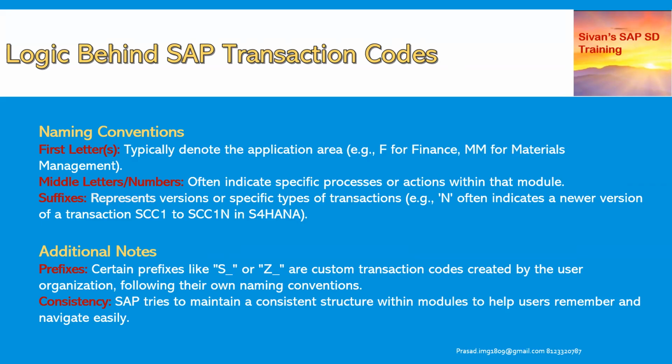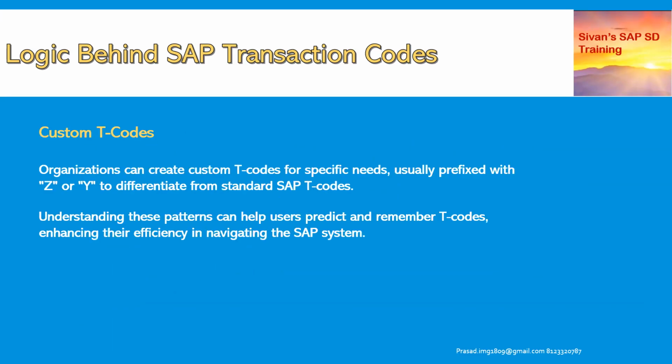For example, SCC1 to SCC1N in S/4HANA. Additional notes: certain prefixes like S_ or Z_ are custom transaction codes created by the user organization following their own naming conventions. How does consistency take place? SAP tries to maintain a consistent structure within modules to help users remember and navigate easily.